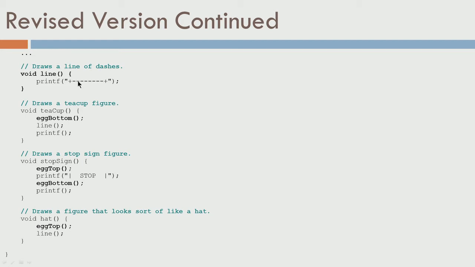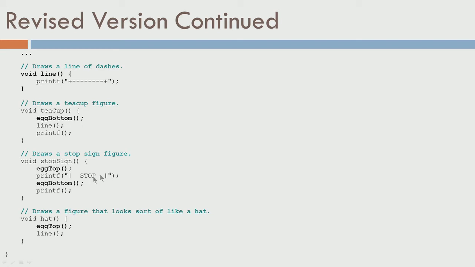Then let us look at how to draw a line. So, you do a plus followed by dashes followed by a plus. This is for our saucer. To draw a teacup, we need the egg bottom and the line, and so that will give us the cup and saucer. To draw a stop sign, we need the egg top and egg bottom, but we need a stop line in between. So, this stop line is needed only for the stop sign, it is not needed anywhere else.